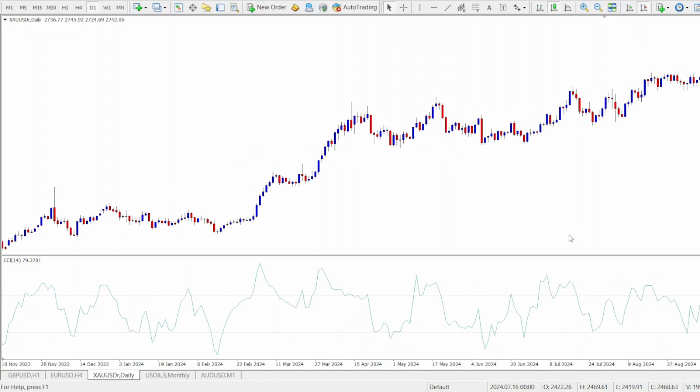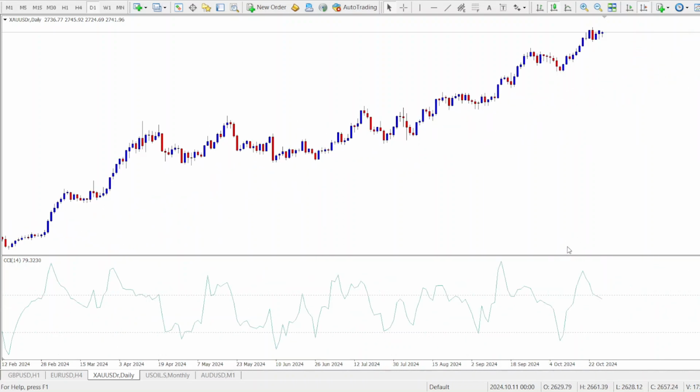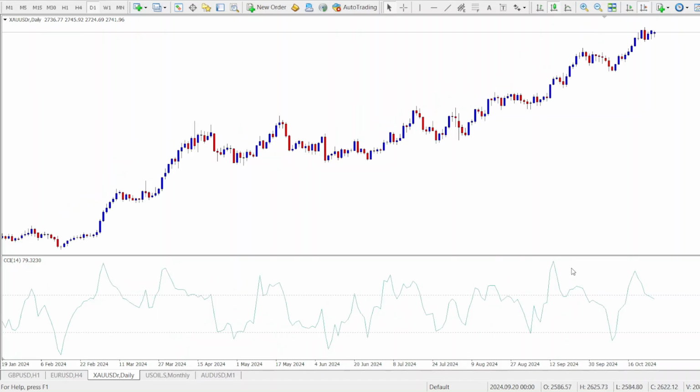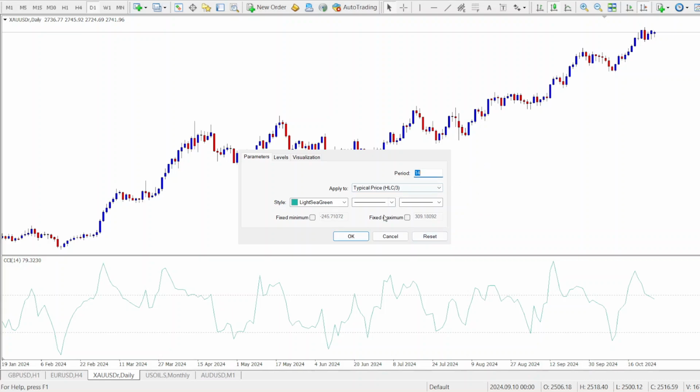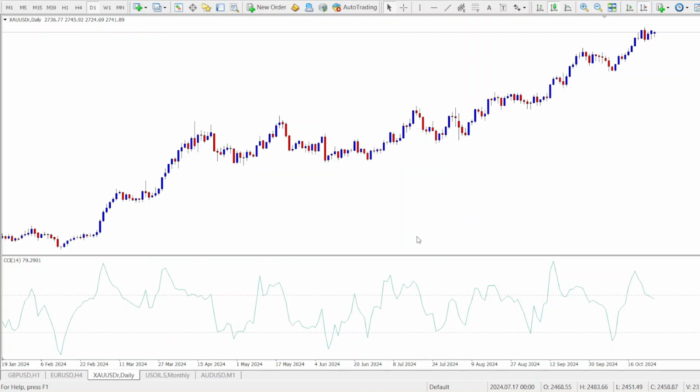For swing trading, a common CCI setting is 14 period. That is the default. Okay, the default setting is 14, and that is the common CCI setting for swing trading.